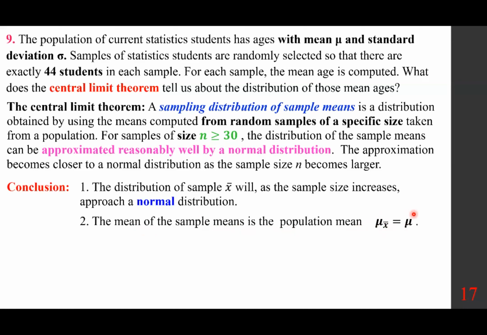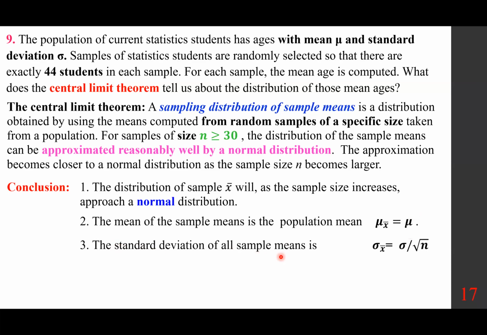So pick a sample, okay? And if you have samples of the same size, each sample may have a different x bar. Add up all those x bars and divide by the total size, and it becomes the same as the mean. The standard deviation of all sample means is sigma of x bar equals sigma over square root of n.